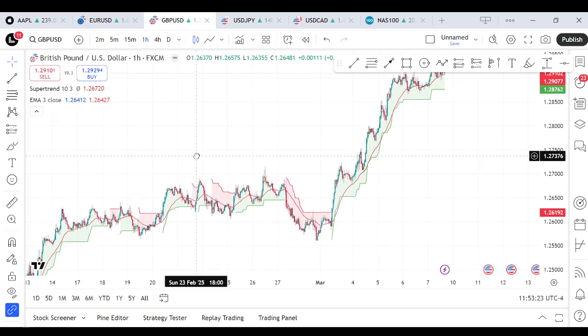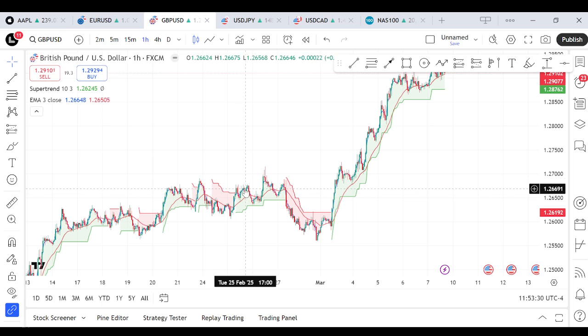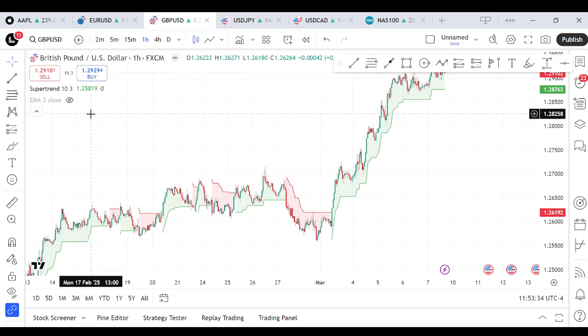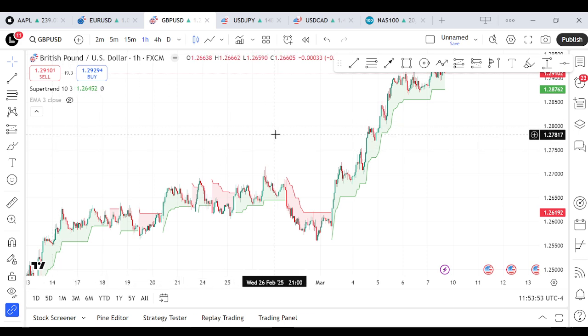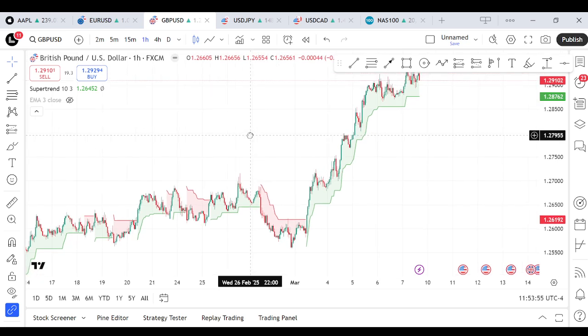Alright. So the SuperTrend EMA strategy is a powerful trend following system that combines two highly effective indicators, the SuperTrend and the EMA, the Exponential Moving Average. This strategy is designed to help you identify strong market trends and generate precise entry and exit signals in the Forex market. At the core of this strategy is the SuperTrend indicator developed by Olivier Seban in 2009. The SuperTrend uses the average true range, ATR, to determine the trend direction and potential reversal points.